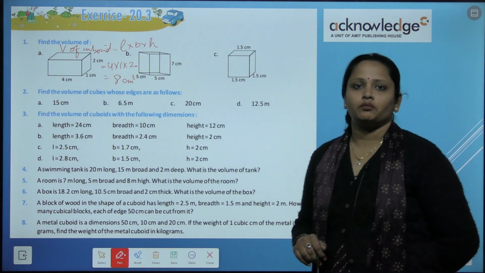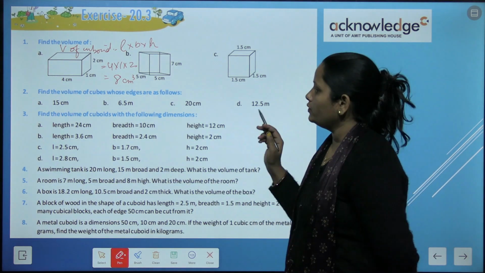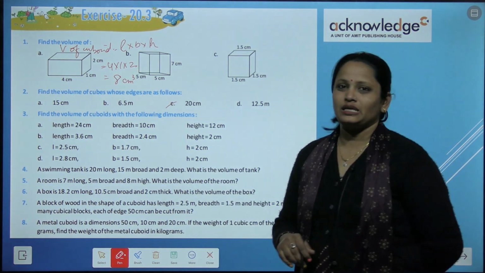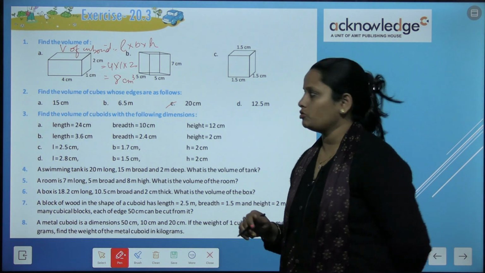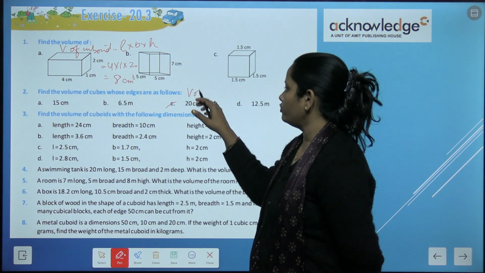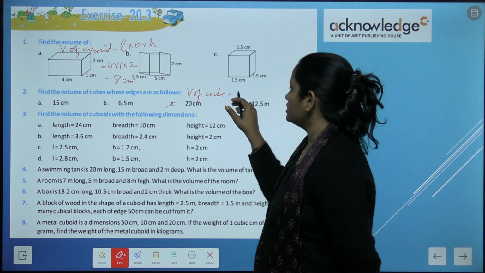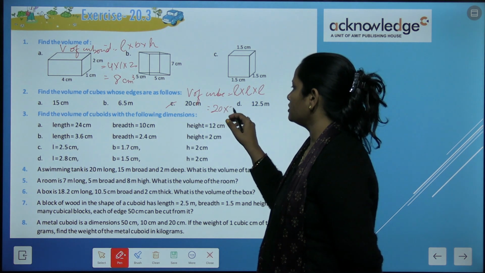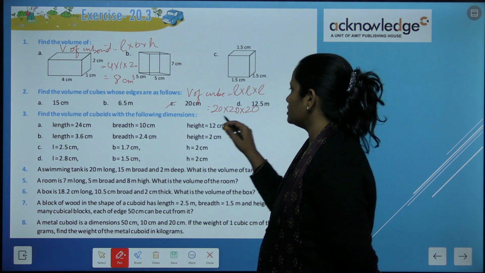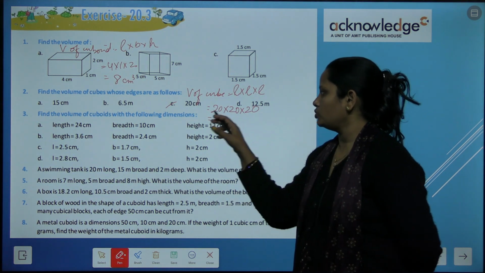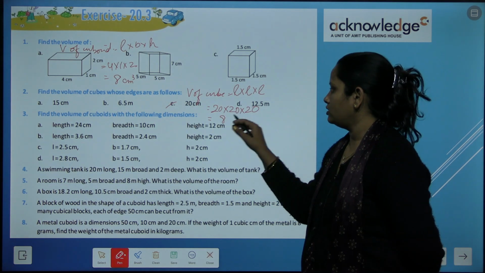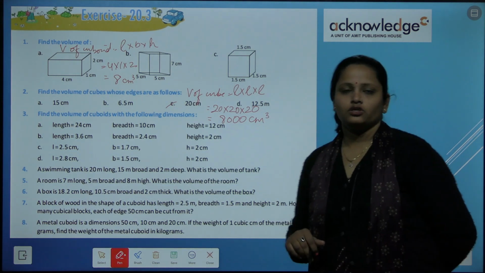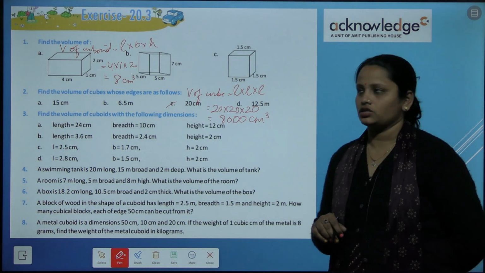Now let's move on to question number 2. We have to find the volume of the cubes whose edges are as follows. यहाँ पे बहुत सारे questions हैं. Let's do this C part. So here we have to find the volume of this cube. So volume of cube is L multiply L multiply L. So it will be 20 multiply 20 multiply 20. So it will be 2 to the 4 and 4 to the 8 and 3 zeros. Centimeter cube. So this is the answer of this question.